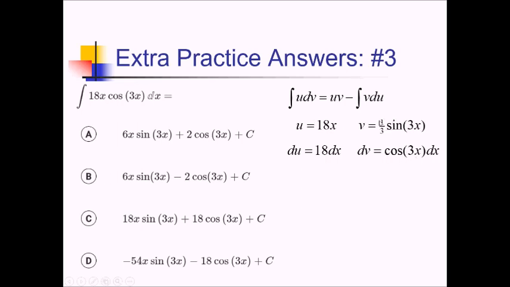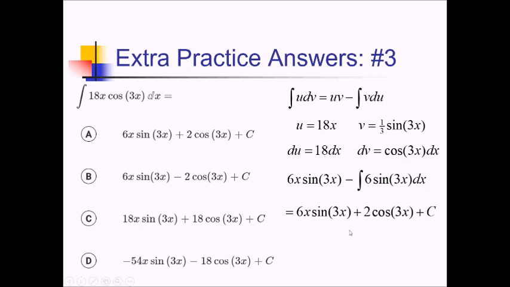So multiplying across for uv, this is going to be 6x sine of 3x. And then minus, we have the integral of 6 sine of 3x dx. So I have that 6x sine of 3x initially. And now I have the antiderivative of this, which, antiderivative of sine is negative cosine, but we already have a negative, so that's going to be positive. I also have to divide by this 3, this inner tail, so that's going to be positive 2 cosine of 3x plus c. And that ends up giving us choice A.